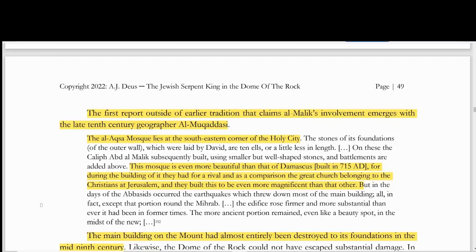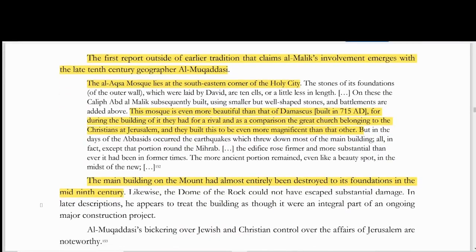Key bit here. The mosque is even more beautiful than that of Damascus, for during the building of it, they had for a rival and as a comparison the great church belonging to the Christians at Jerusalem, and they built this to be even more magnificent than the other. But in the days of the Abbasids occurred the earthquakes, which threw down most of the main building, all in fact except that portion around the mihrab. The edifice rose firmer and more substantial than ever it had been in former times. The more ancient portion remained, even like a beauty spot in the midst of the new.